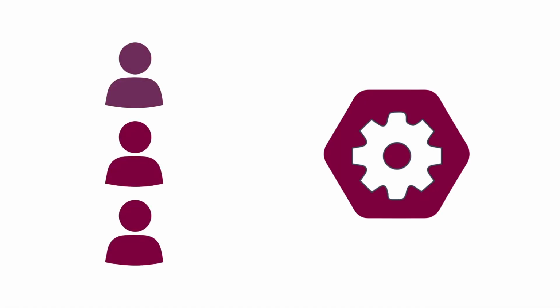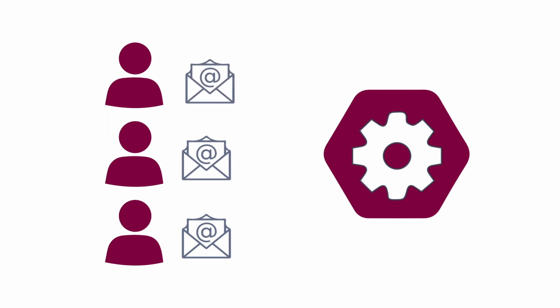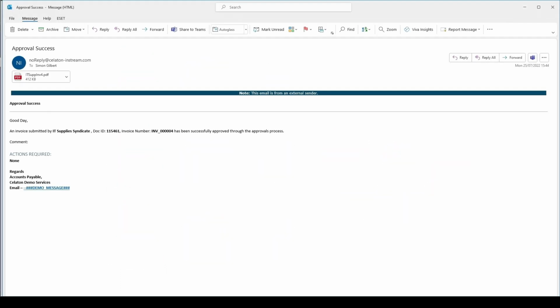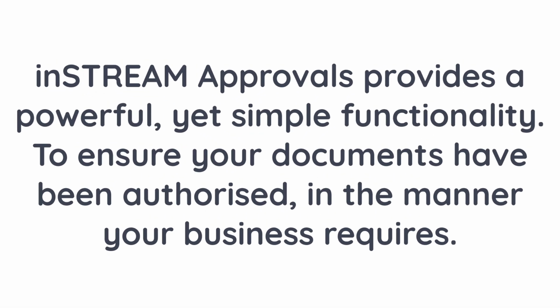At each stage of approvals, inSTREAM can email out notifications to let the relevant approvers know they have an action waiting for them, or that the document has completed its approval route. This document has now been successfully actioned through approvals, and is ready to have its data exported to a designated endpoint. inSTREAM Approvals provides a powerful yet simple functionality to ensure your documents have been authorized in the manner your business requires.